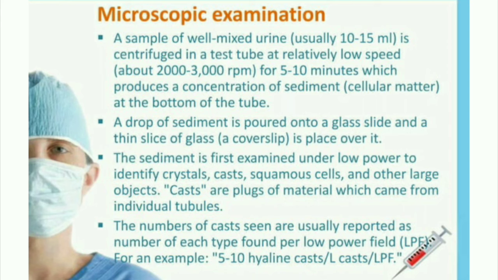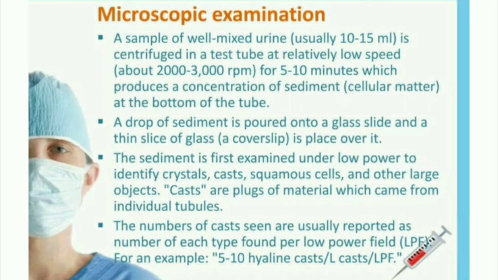Microscopical examination. A sample of well-mixed urine, usually 10 to 15 ml, is centrifuged in a tube at relatively low speed, about 2000 to 3000 rpm, revolutions per minute, for 5 to 10 minutes, which produces a concentrate of sediment, cellular material at the bottom of the tube. A drop of sediment is poured onto the glass slide and a thin slice of glass cover is placed over it.